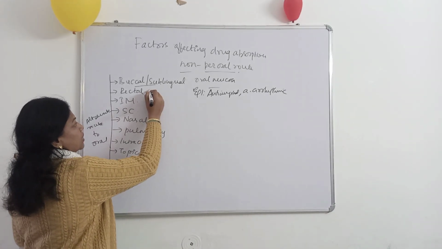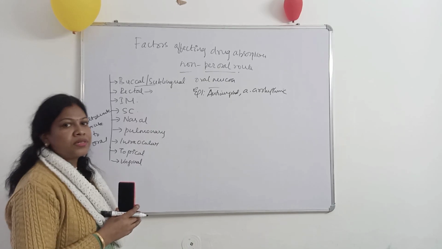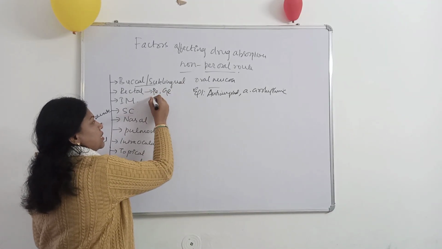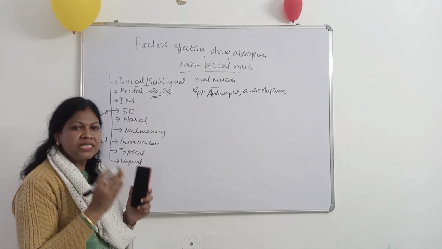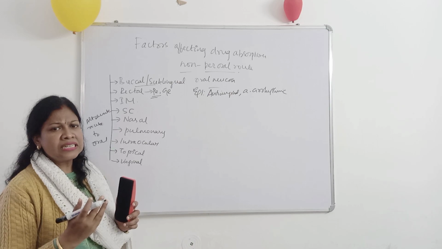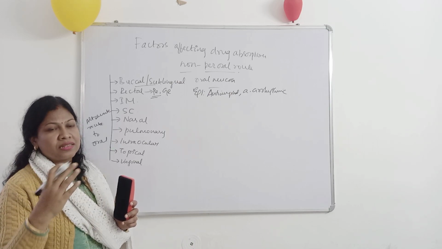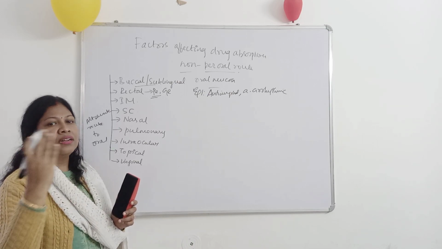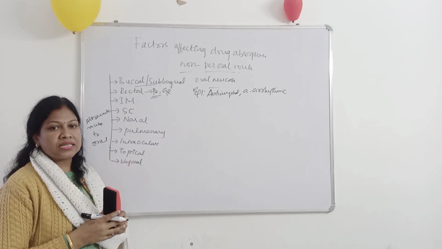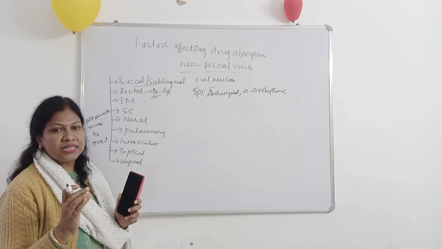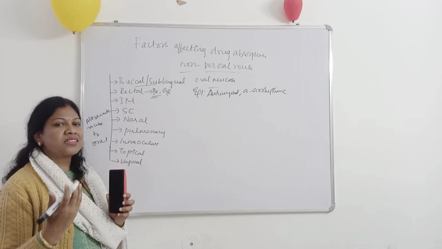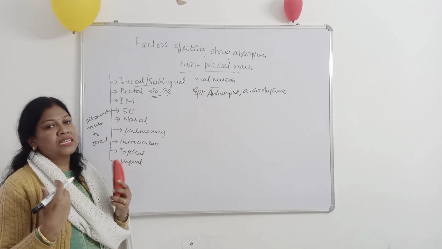Now the next route is rectal route. Rectal route is generally preferred for pediatric and geriatric patients. Pediatric means children. Geriatric means senior citizens, the elderly patients. In case of pediatrics and geriatrics, this rectal route is preferred because they have problems in swallowing.